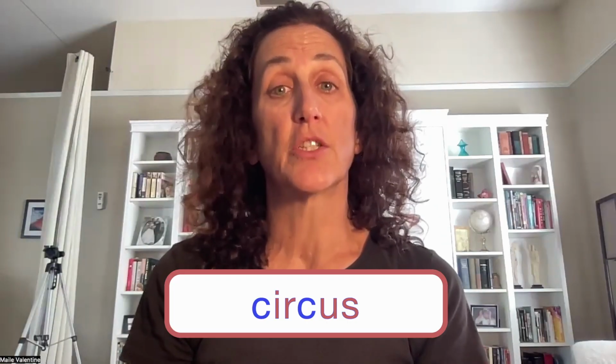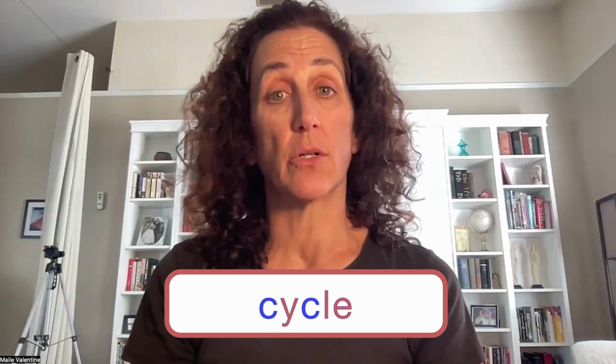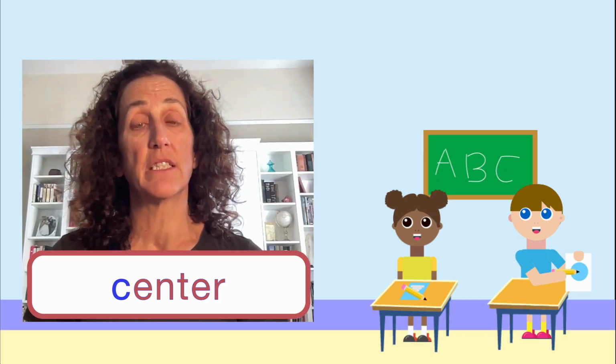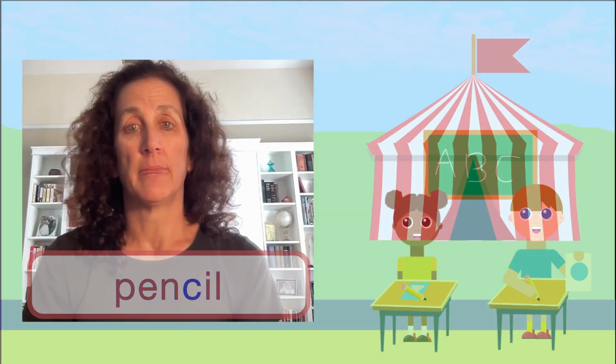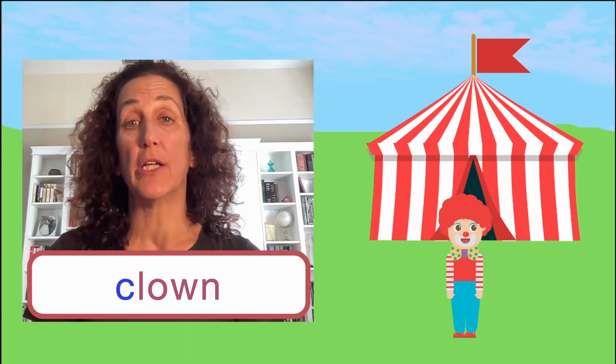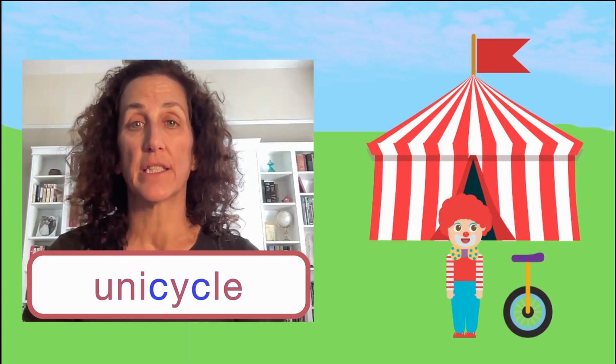Some words like circle, circus, or cycle have both sounds. I marked the center of this circle with my pencil. I saw a clown ride a unicycle at the circus.